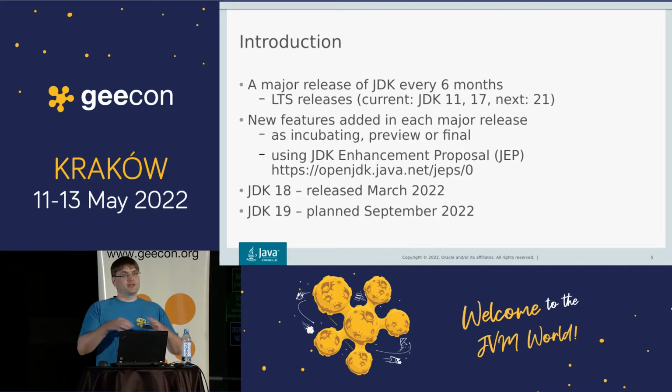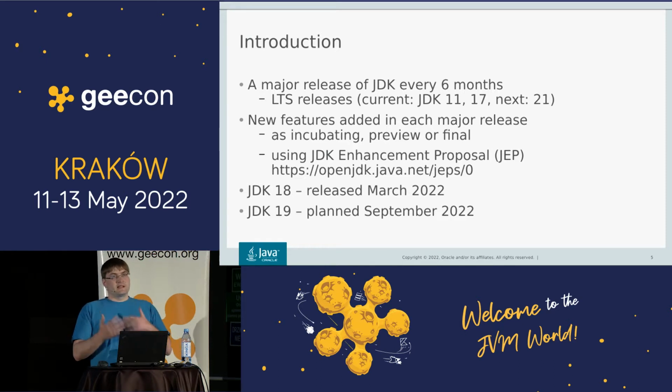There was a change before. The LTS releases were planned to be done every 3 years. Now it's every 2 years. We should have an LTS release. And because these major releases every 6 months are major releases, we can add new features to them. Basically, any new feature can be added to them: language feature, library feature, VM feature, whatever is needed.